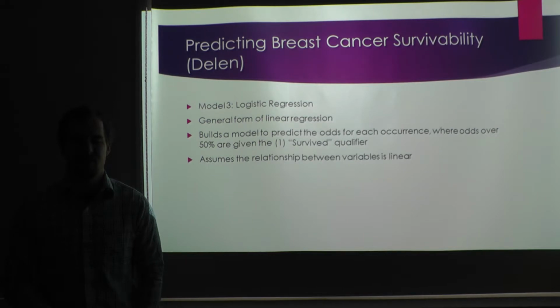So the third model was logistic regression, which is a generalized form of linear regression, and this is when a model is built to predict the odds for an occurrence, and if the odds are above 50%, then they're giving the survived qualifier. However, this assumes a linear relationship between all the variables.